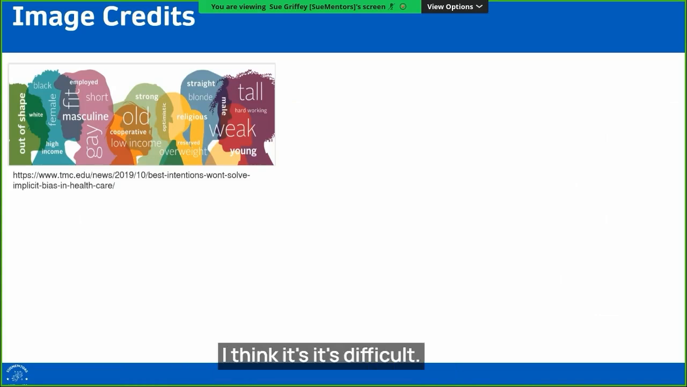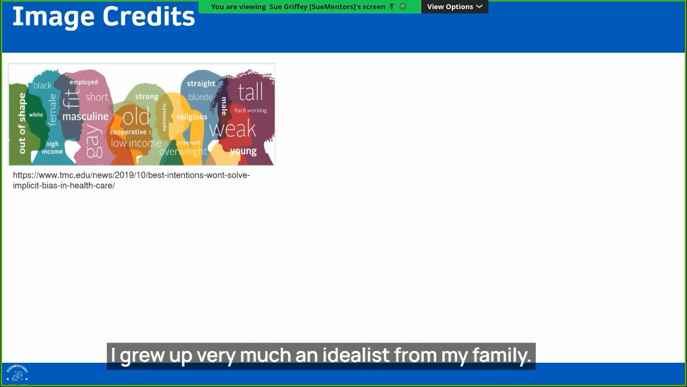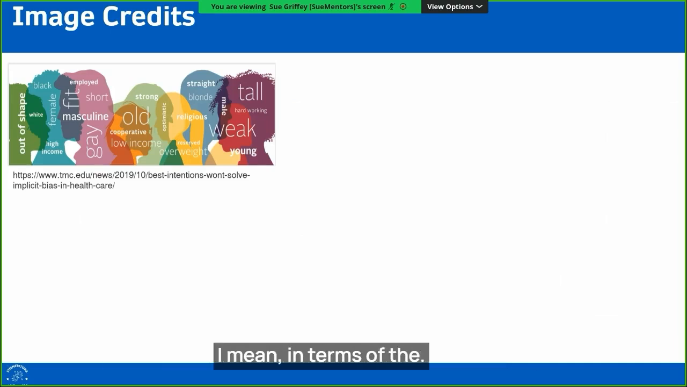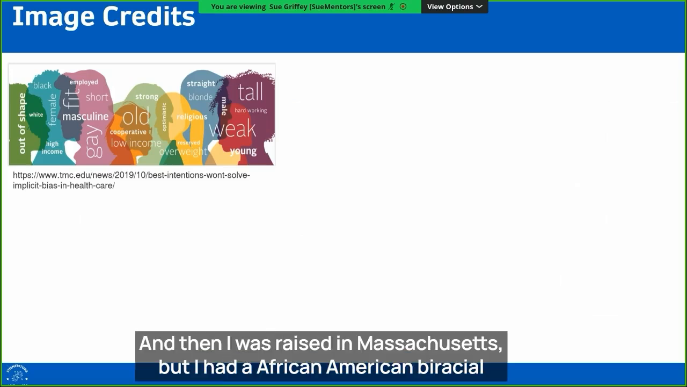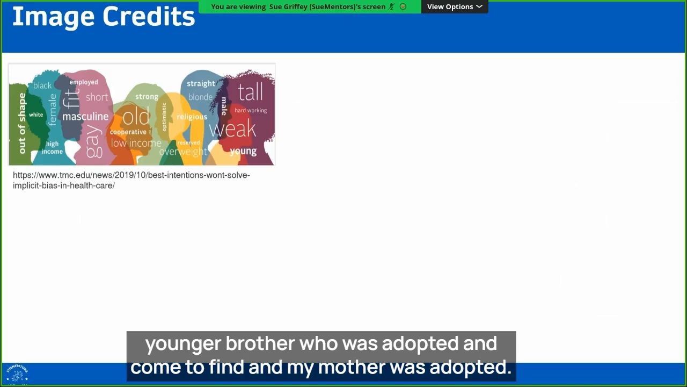It's hard. I think it's difficult. I grew up very much an idealist from my family, in terms of the huge world, we all get along. And then I was raised in Massachusetts, but I had an African American biracial younger brother who was adopted, and my mother was adopted.